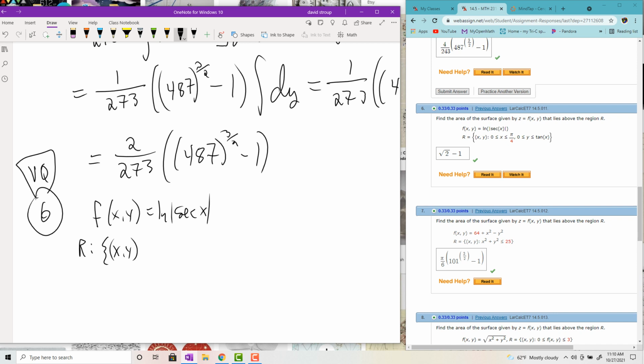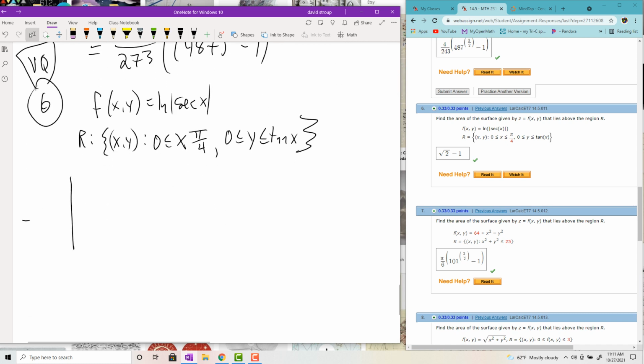All right, so the region I'm working with, x is in between 0 and pi over 4, and then y is in between 0 and tan. Looks like a real nightmare. And let's see what that region looks like. So 0 to pi over 4 is that wedge, and then y equals 0, of course the x-axis, to y equals tan. It's this region right here that I'm integrating over. I'm trying to find the surface area of this thing over top of this region that I just drew out.